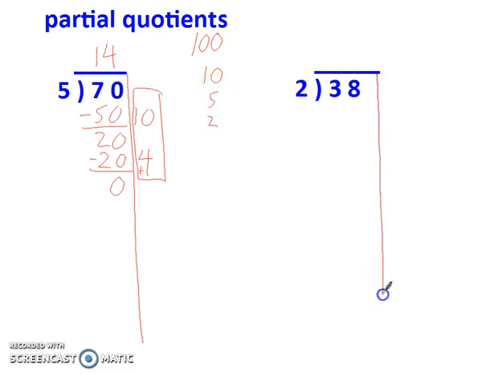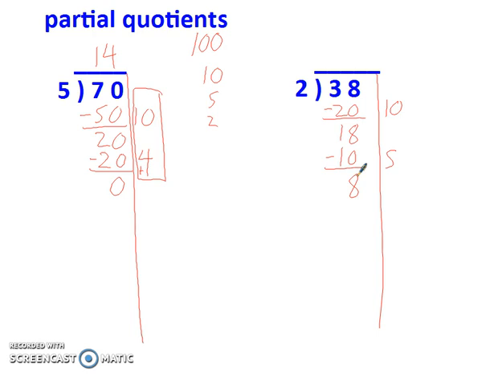Trying the same thing over here. 38 divided by 2. Can't do 100, but I know I can do 10. 10 times 2 is 20. Subtract, I'm at 18. How many 2s in 18? Some people may know right now. Some people maybe would count by 2s. I can't do 10 because that would be 20, a little bit too much. But I can do 5 2s because 5 times 2 is 10. I subtract, I'm at 8.